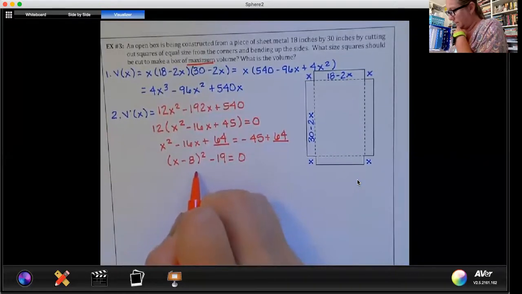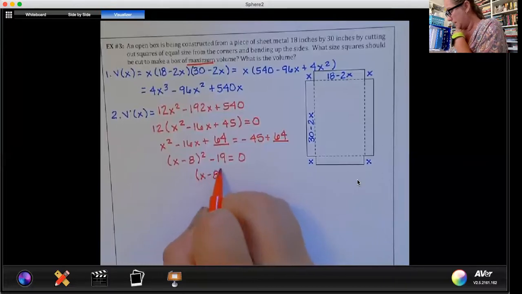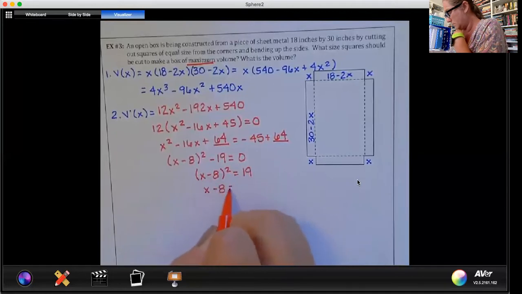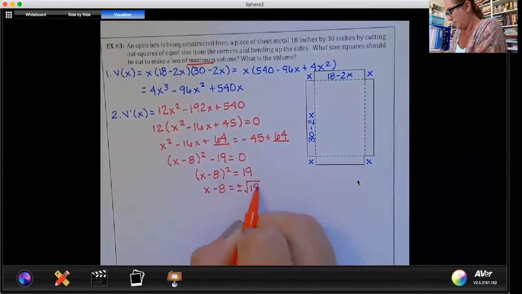So actually bringing that 19 over didn't really help me. I'm going to take it back. Square root and solve for x.